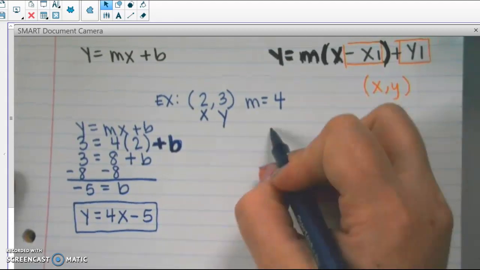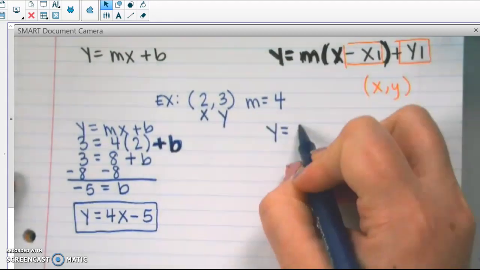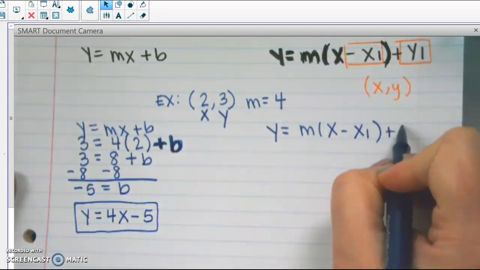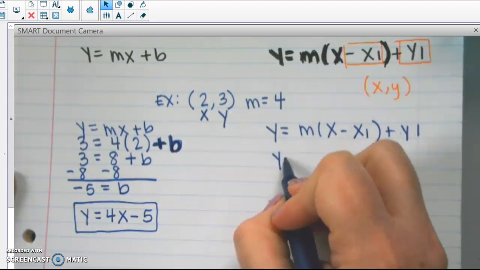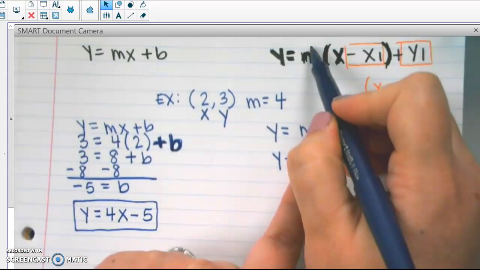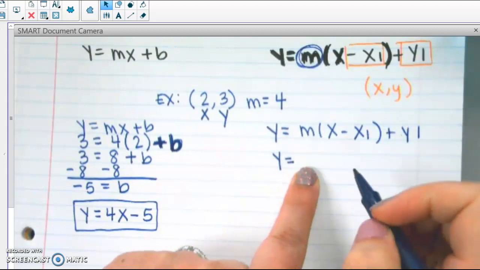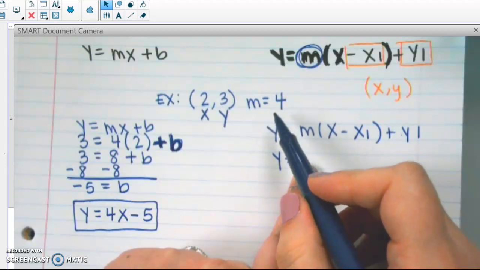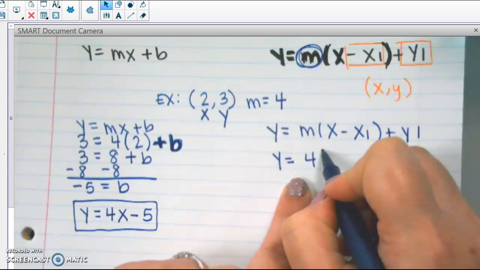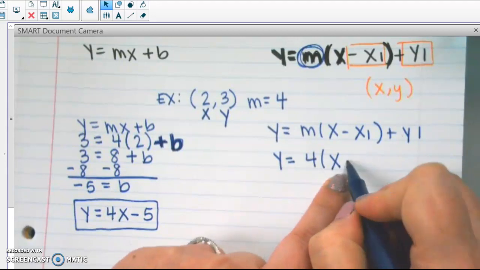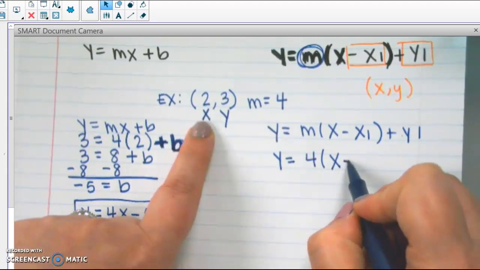All right, the way that point slope works, that stays there. Oh, and I shouldn't have bolded that. You are going to replace this m. Sorry, guys. You are going to replace that m with whatever the slope is. So the slope that they gave me is 4. That first x stays there. I'm going to plug in.